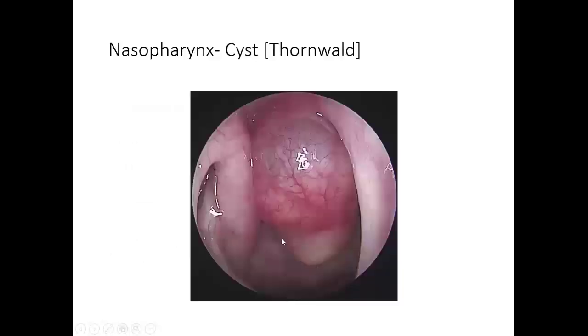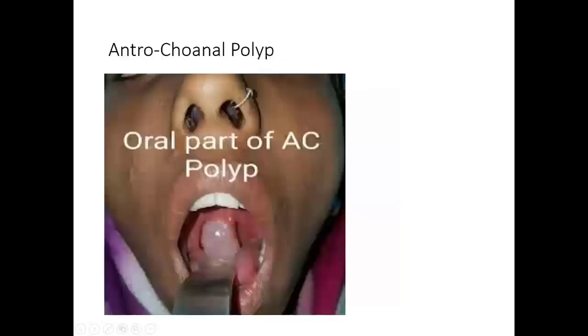This is quite an innocent condition in the nasopharynx, a cyst called Thornwaldt cyst. It's an embryological remnant. If the cyst is big enough, it might present with nasal obstruction or hyponasal voice. Treatment is surgical excision.